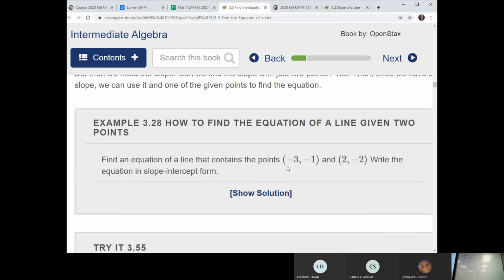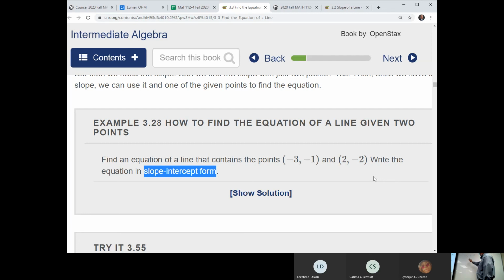So let's see, do they say what form? Oh, they do ask for slope intercept form. I love that format. So -3, -1 and 2, -2. Those are the 2 points. Instead of a general formula, we have gathered the data, and we're assuming we have a linear function. I don't know what the units are.